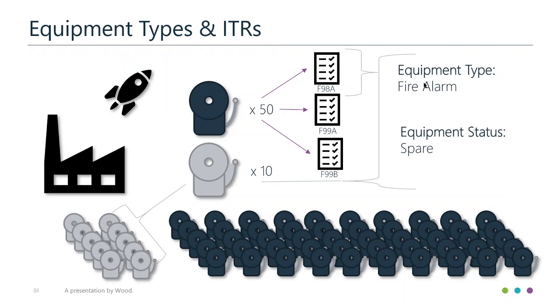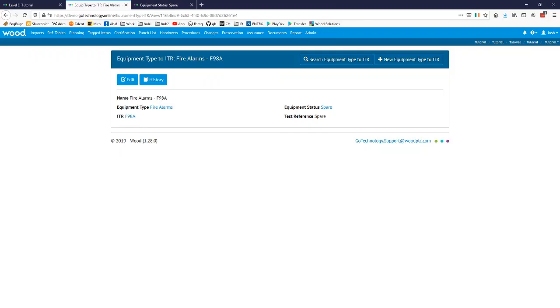So we're still saying they're fire alarms because they are, but because they're spares, they only need one perhaps, or maybe in a more highly regulated area they need five of them. It allows you to keep the equipment type the same, but gives you an option of dividing that further. So you might well not have to use this, but it's an option that's in there anyway. And just to go back to the screen, the reason we've got that test reference in there is that we can't have the same equipment type and ITR matching up, so we had to put in a test reference as well.